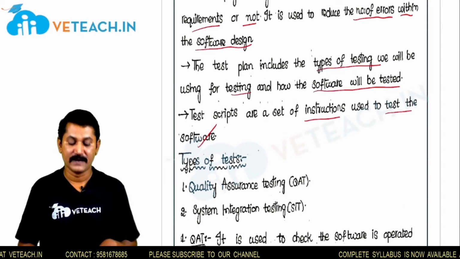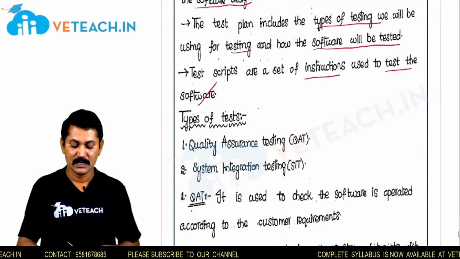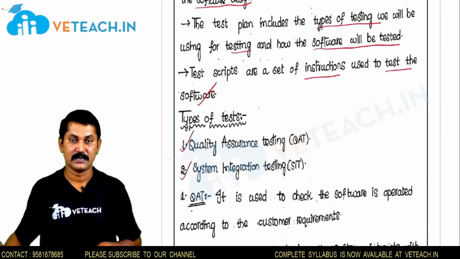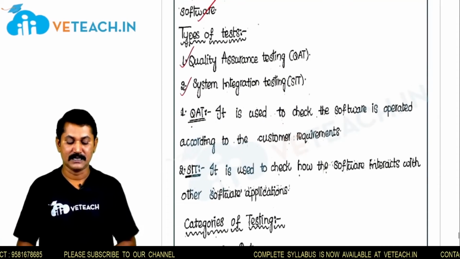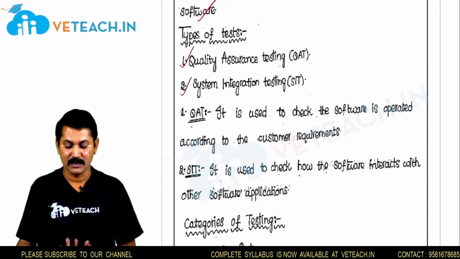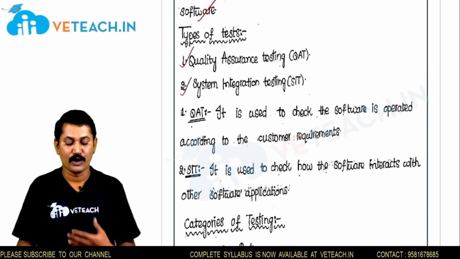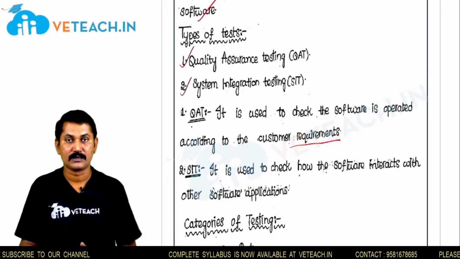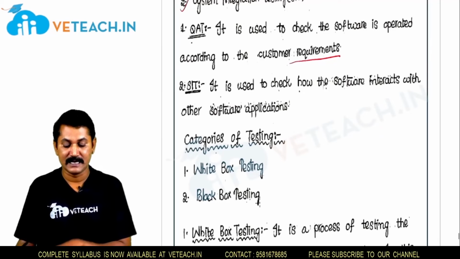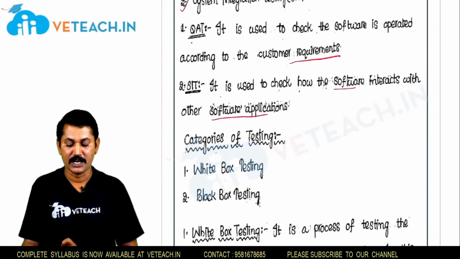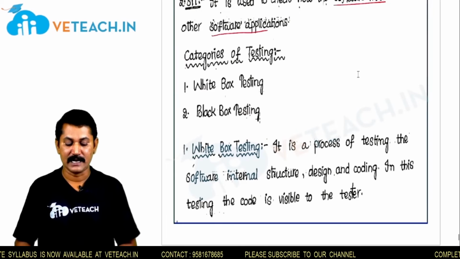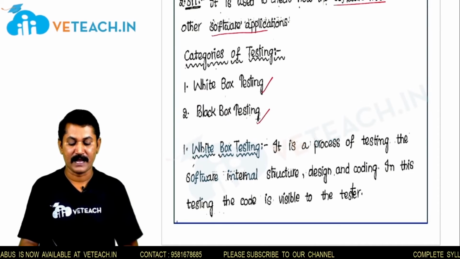Here there are different types of tests. One is the quality assurance test, QAT. Next one is the system integration test, SIT. QAT is used to check whether the software operates according to the customer requirements or not, whereas SIT is used to check how the software interacts with other software applications. And here there are two categories, white box testing and black box testing.